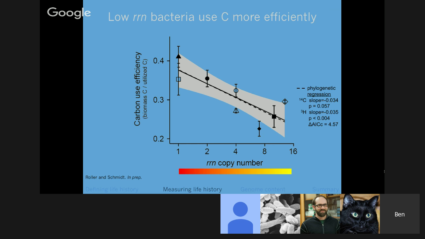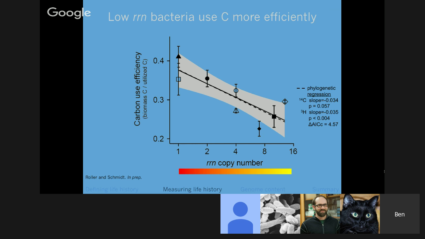And we ultimately can show that these relationships are inverted to one another and suggest that maybe this ribosomal RNA copy number gradient is a good proxy for where an organism lies on a trade-off between rapid and efficient growth. So low ribosomal RNA copy number bacteria tend to grow more slowly, but they also tend to use carbon more efficiently.